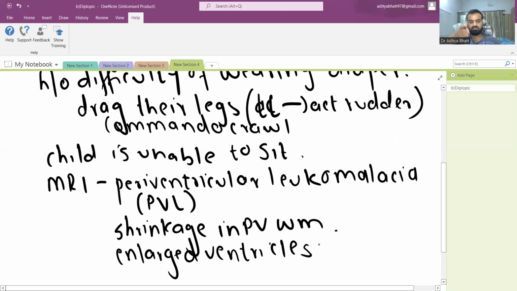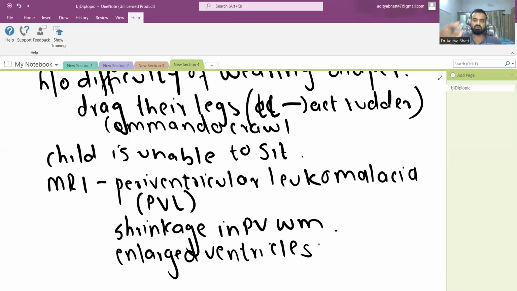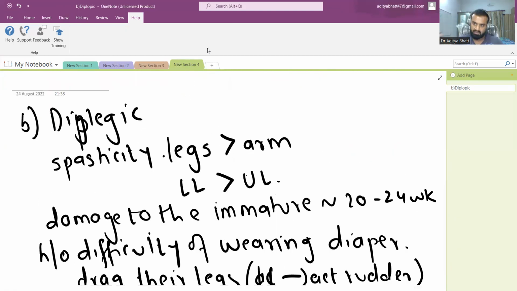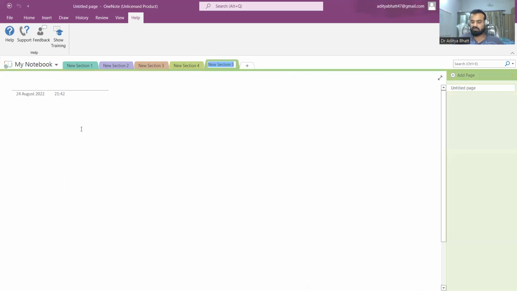Now this is a more severe form than the hemiplegic CP, because here all four limbs are involved, but the lower limbs are grossly more involved compared to the upper limbs, and there is some movement present in the upper limb. So the child can do the basics. The child can hold a spoon or learn to eat by himself in this condition. But the third condition that we'll see is the worst, and it is spastic quadriplegic CP.